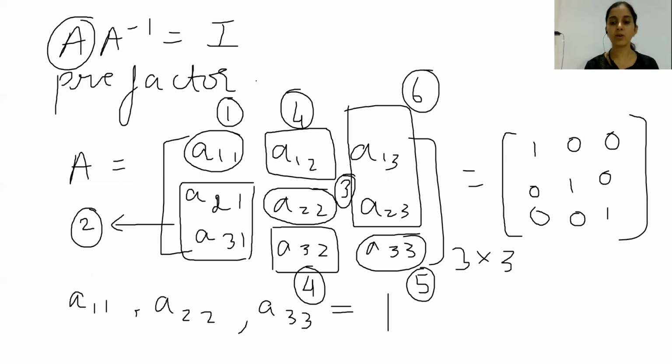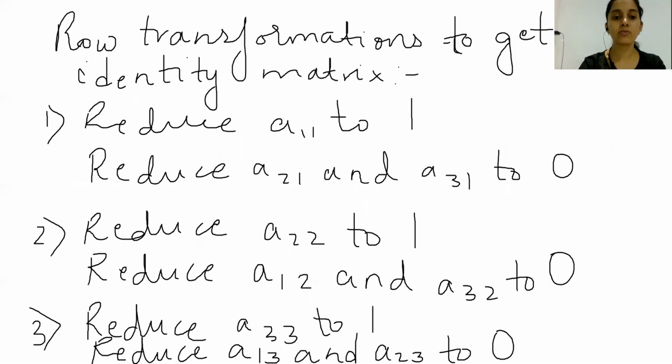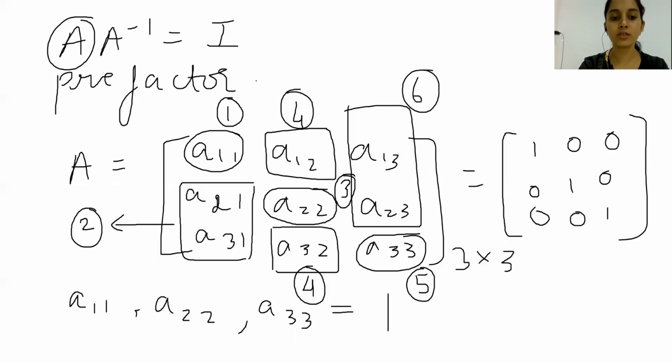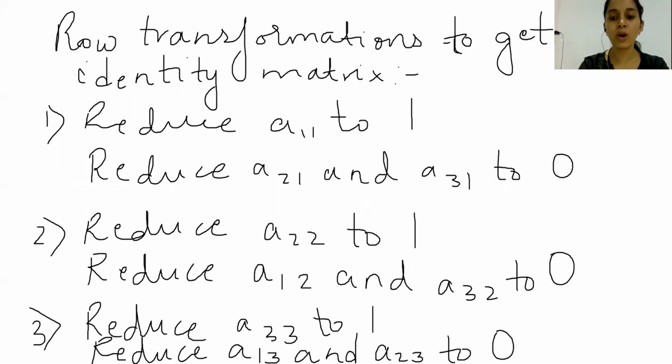Okay, sixth one. So let me repeat the steps. The first one, reduce A11 to 1. That is your first diagonal element to 1. Okay, then below those, what are the elements? A21 and A31. What will you do to them? Reduce them to 0. So then reduce A21 and A31 to 0.